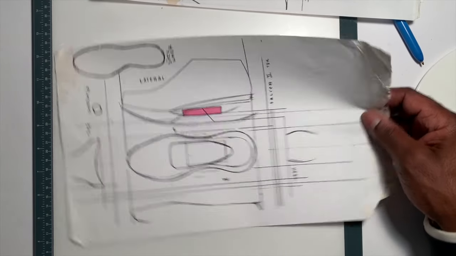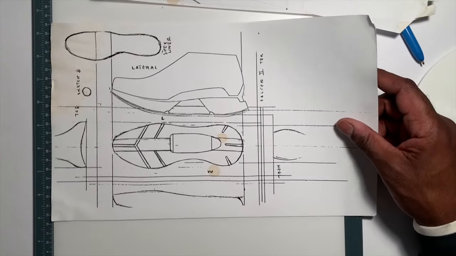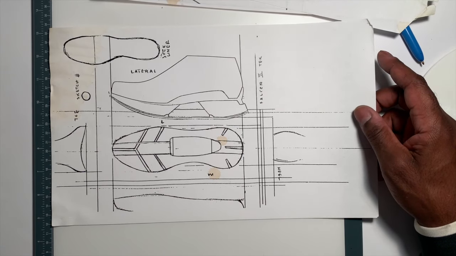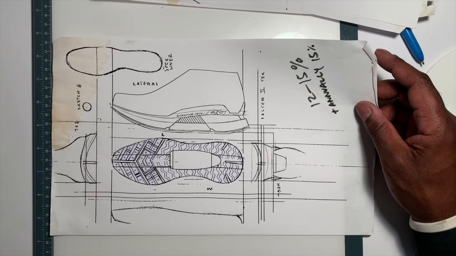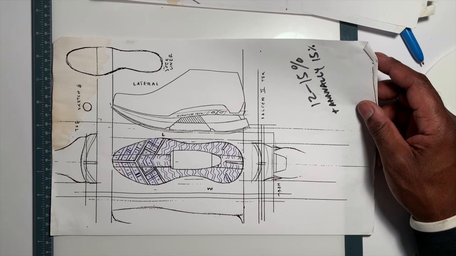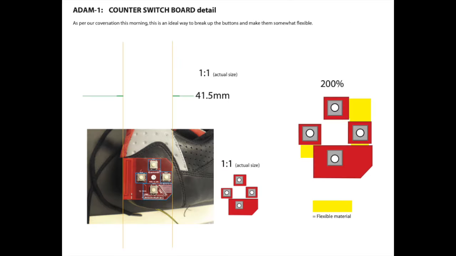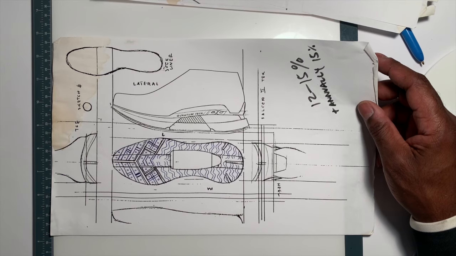The Adam was actually prototyped. I'll show those photographs so you can see how it ultimately came out. There were tons and tons of engineers working on a technology that ultimately went inside this shoe. It had buttons on the counter, which is the heel area, that operated this technology that was underneath.